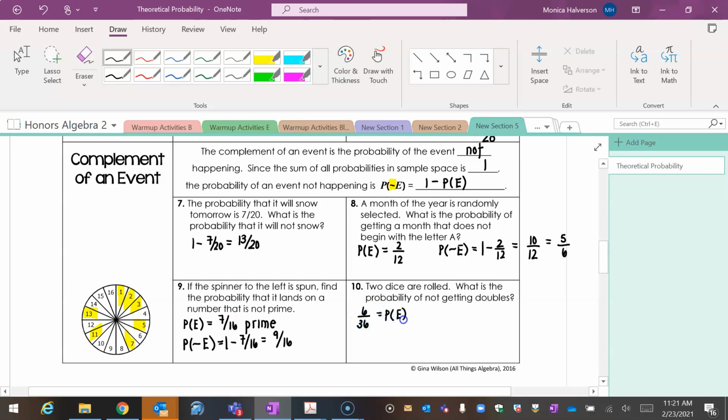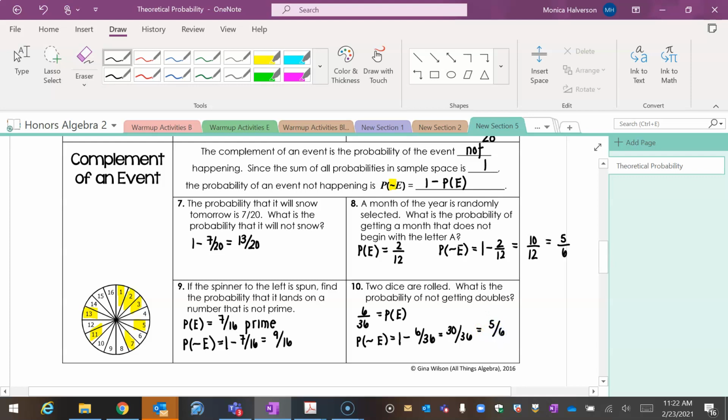There's 36 different options because there's 6 in the first die and 6 in the second die. So we're going to multiply that. 6 times 6 is 36. And then getting doubles can happen 6 times: 1 and 1, 2 and 2, 3 and 3, 4 and 4, 5 and 5, 6 and 6. So the probability of not getting doubles is 1 minus 6/36, which is 30/36, which equals 5/6.